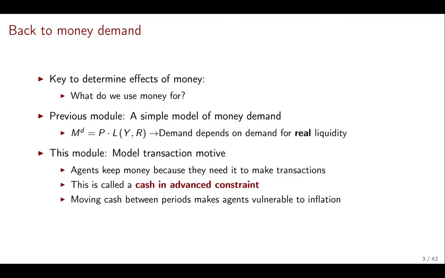So moving cash between periods is going to make agents vulnerable to inflation because what you can spend today in consumption goods is going to depend on how much money you saved yesterday. But then the value of that money, as we saw in the previous module, is going to be given by 1 over 1 plus the inflation rate. That's because as prices grow, the value of money is going to go down. So that's the context we need in order to start with this. What we're going to do in the next videos is take a look at exactly how we're going to model this cash in advance constraint and how it's going to affect consumers.